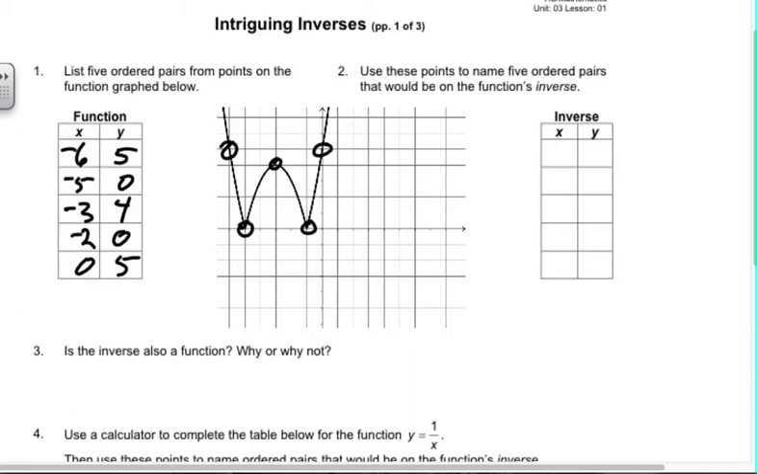Okay. Now we need 5 ordered pairs that would be the function's inverse. If you remember from the first part, to find an inverse, all you do is take this table and then reverse your x's and y's. So what was my y's, I'm going to now write in my x, which will be 5, 0, 4, 0, 5. Now it was my x, and I'll write in my y's. So I've got -6, -5, -3, -2, and 0.